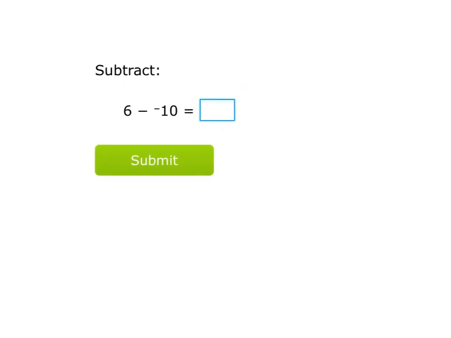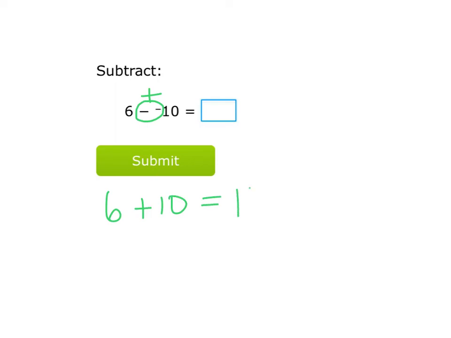Okay, so in this one, we have a positive 6 minus a negative 10. Again, you have two signs right next to each other. A negative and a negative right next to each other make it a positive. So this is essentially 6 plus 10. Now it makes it really easy, right? 16.